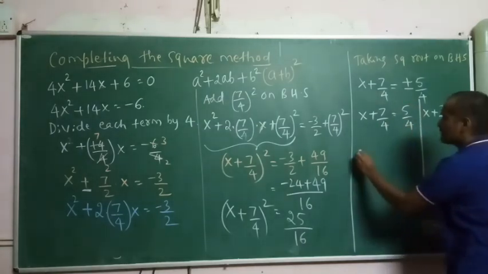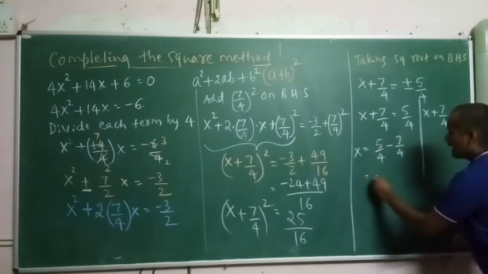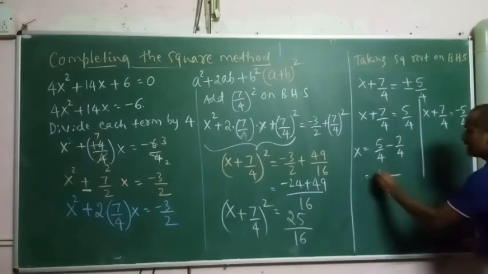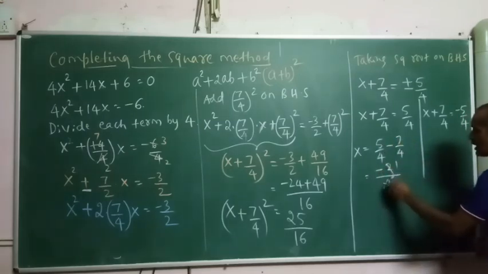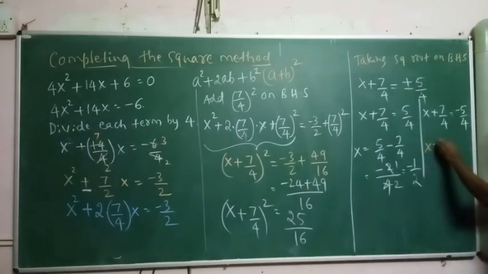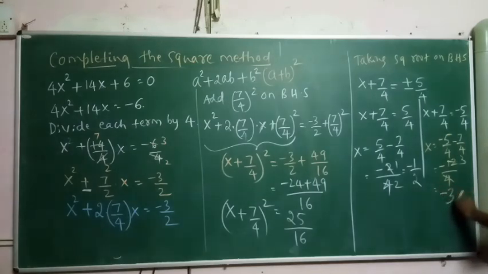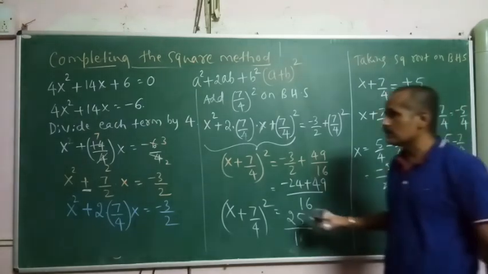Simplify, transfer to the RHS. x is equals to 5 by 4 minus 7 by 4. LCM is 4. 5 minus 7 is minus 2. 2 1s are 2, 2 2s are 4. Answer is minus 1 by 2. If you come to the other case, transfer this. x is equals to minus 5 by 4 minus 7 by 4 when you shift it to the RHS. LCM is 4. Minus 5 minus 7, both are minus, so it has to be added. It is minus 12. 4 1s are 4, 4 3s are 12. Answer is minus 3. So these are the roots of the given equation.